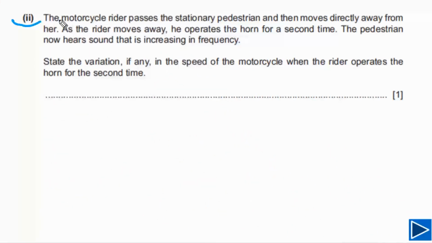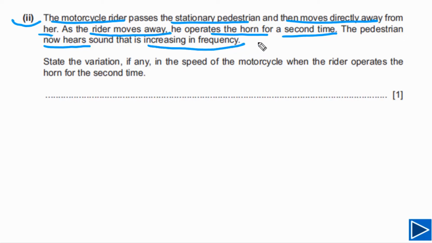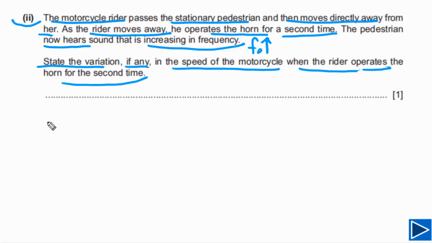For the second part, it is given to us the motorcycle rider passes the stationary person and then moves directly away from her. As the rider moves away, he operates the horn for a second time. The person now hears the sound that is increasing in frequency. It simply means that observed frequency is increasing. We need to state the variation, if any, in the speed of the motorcycle when the rider operates the horn for the second time. So the first thing we need to understand, in this case, the source is moving away.